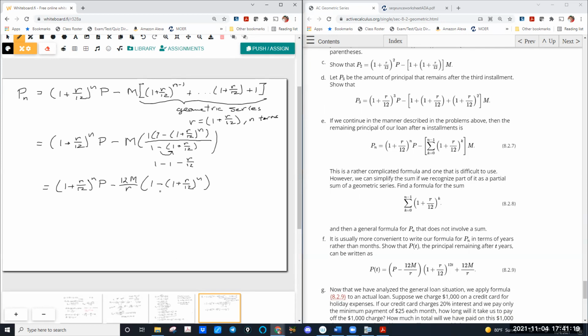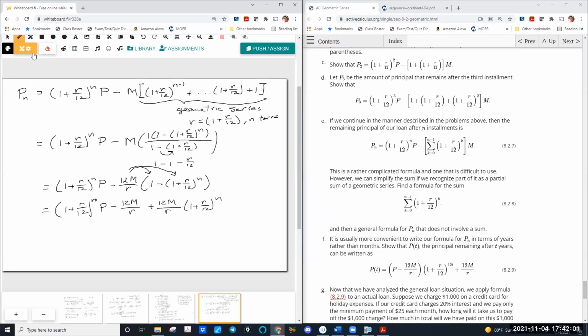Actually, we can simplify this a little bit more, and I will. Sorry. One more step of simplifying. I can distribute this. So let's talk about what happens here. And this simplifying is definitely worth it. It makes this thing a little bit even easier to deal with. So minus 12m over r times 1 doesn't change it at all. And then we'll distribute it to here. A negative times a negative becomes positive. 12m over r times 1 plus r over 12 to the n.